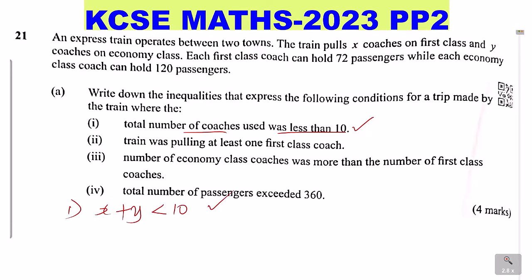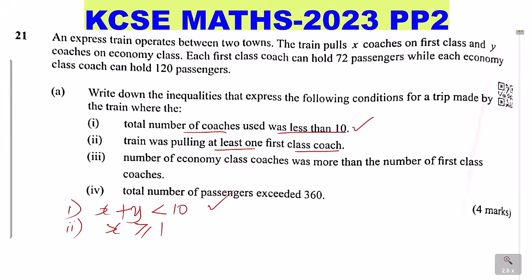The second one, Roman 2, train was pulling at least one first class coach. So remember, the number of coaches for the first class is represented by X. So that one should be at least one. At least one means greater than or equal to 1. So therefore, the train was pulling at least one first class coach. We are going to write that one using this inequality. X should be greater than or equal to 1. That is the meaning of at least 1. Greater than or equal to 1.